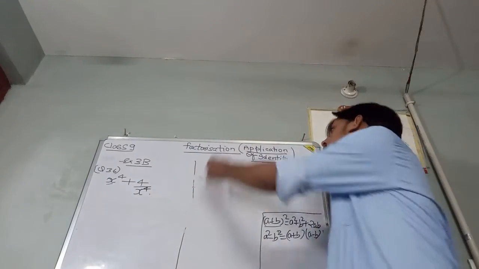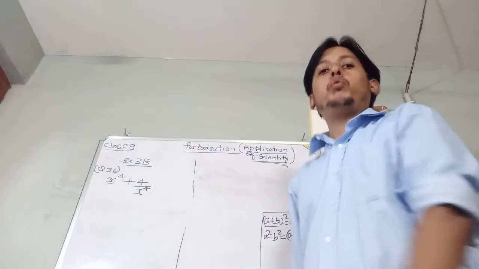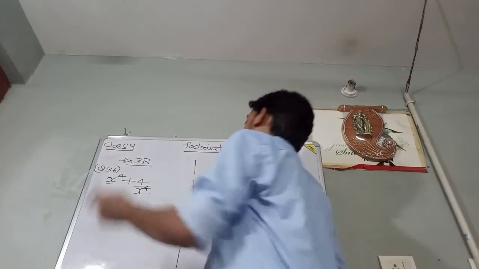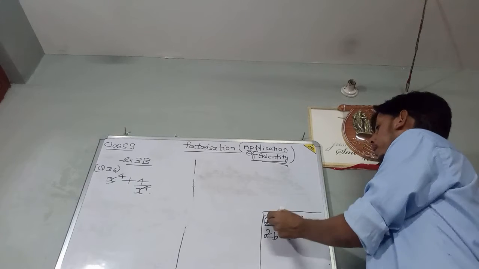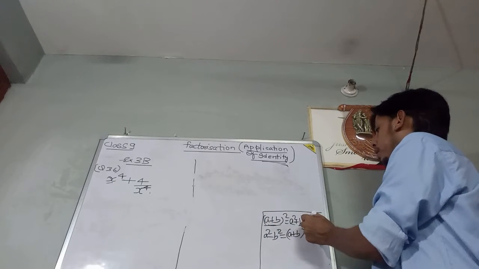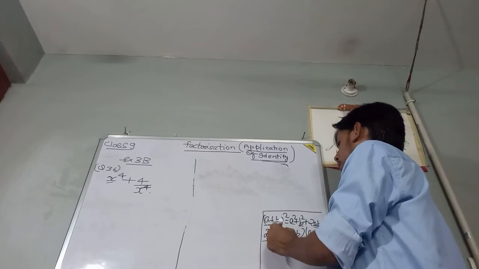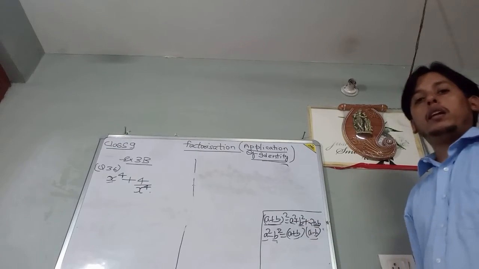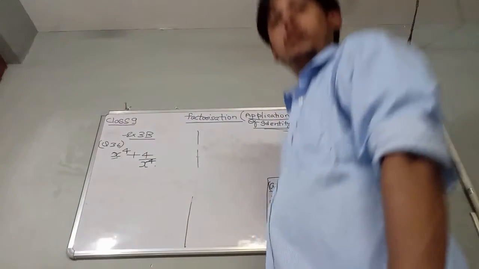Today we are going to deal with the next problem of factorization, which is based on application of identities. The identities which we have studied in class 8. Today we are going to discuss the identities. First identity is (a plus b) whole square gives a square plus b square plus 2ab, and the next identity is a square minus b square is equal to (a plus b) into (a minus b). On this basis, we'll today solve this question.